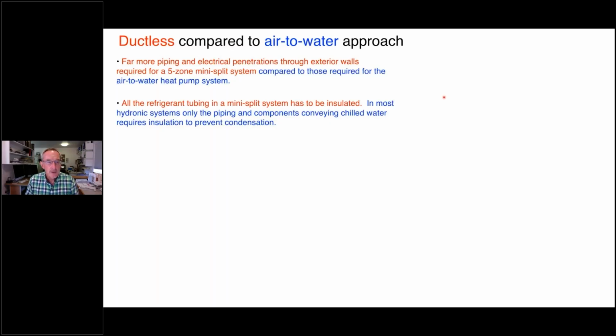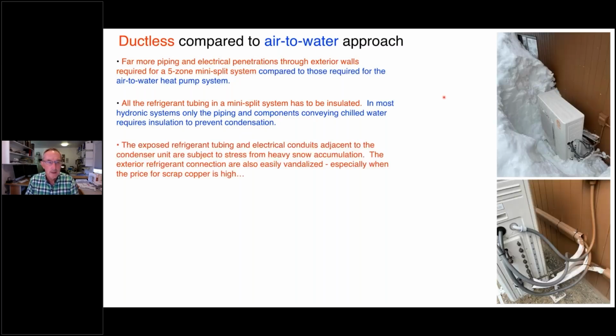All the refrigerant tubing in a mini split or a ductless system has to be insulated. Now, in most hydronic systems, the piping conveying chilled water does require insulation to prevent condensation, but that is much less footage of piping compared to all the vapor and liquid line piping that is required when you have the ductless approach. Okay. And just a couple photos here.